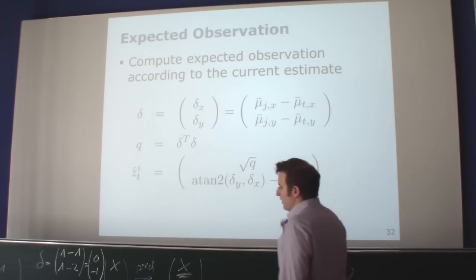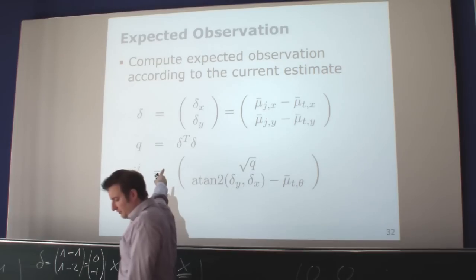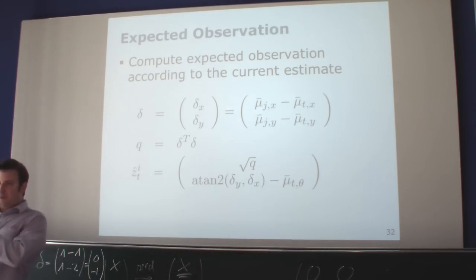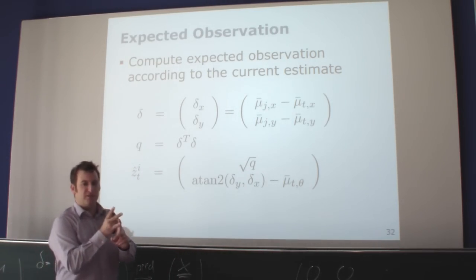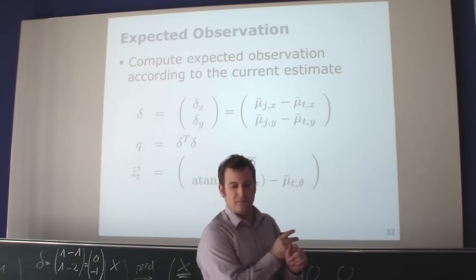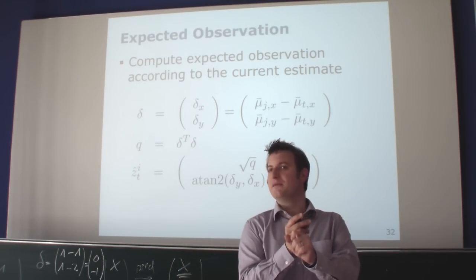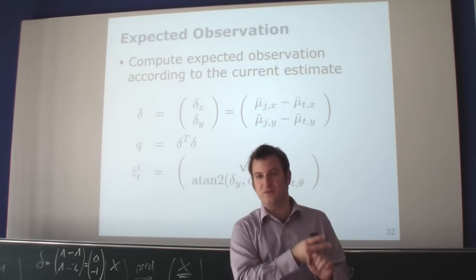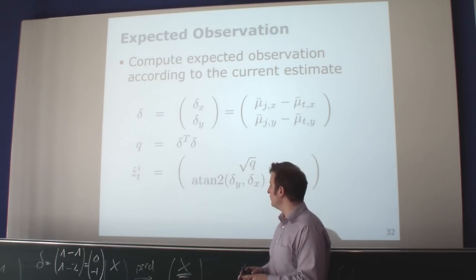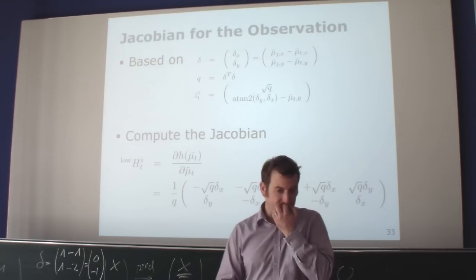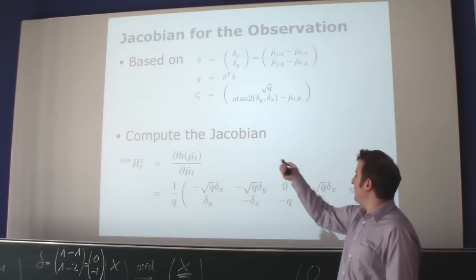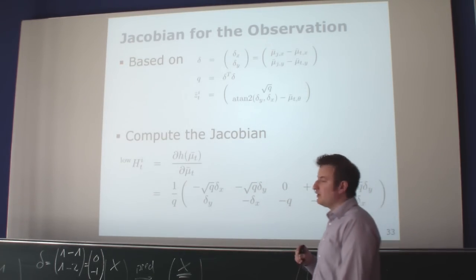Okay. So we have the predicted observation. We know what we observed. What's missing? The Jacobian. We need the Jacobian to do the complete Kalman measurement update. Okay, we can do that. So these were the quantities we had before. How do I compute the Jacobian?